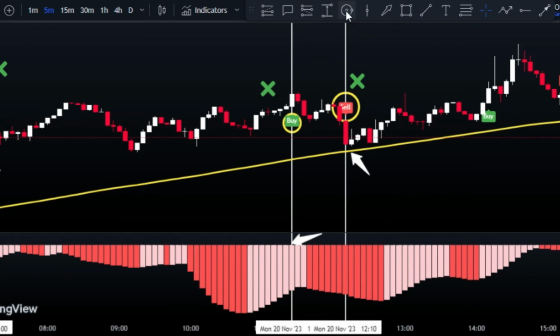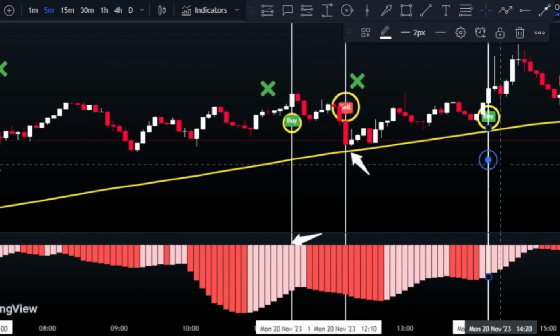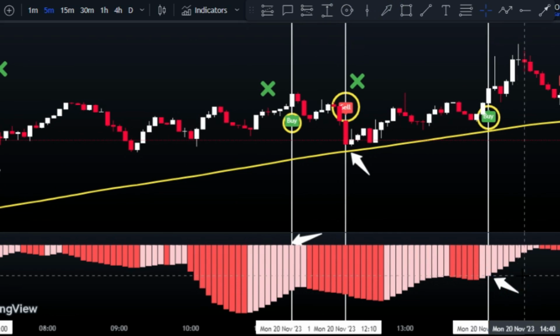The next signal is a buy, and even though the market is trading upward, the MACD indicator correctly filtered it out.